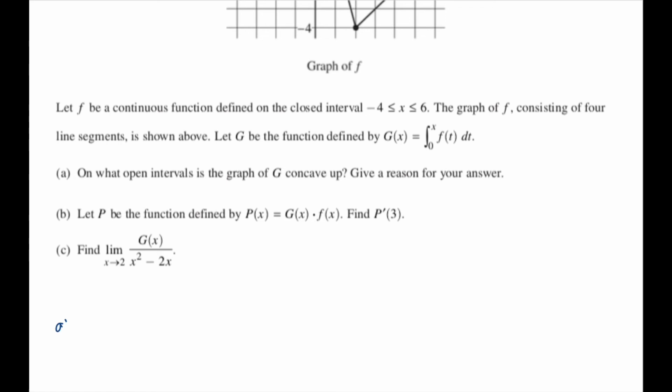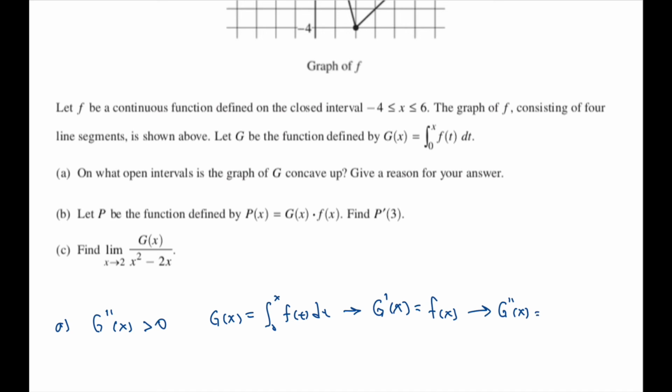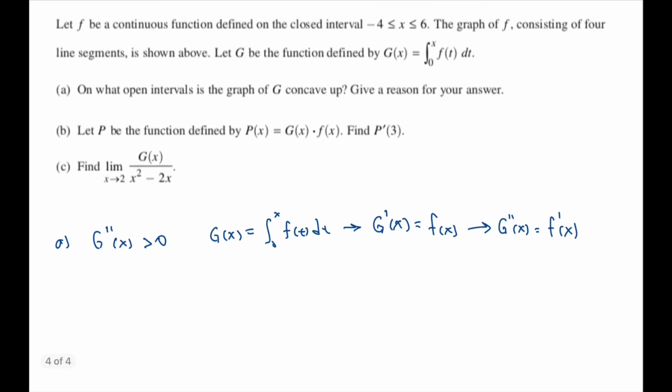So what I'm thinking for A, g is concave up when the second derivative is greater than 0. So we need to find the second derivative. We know that g of x is the integral from 0 to x of f of t dt. So the first derivative, g prime of x, applying the fundamental theorem of calculus part 1, is f of x. There's the first derivative. Our second derivative, g double prime, the derivative of the derivative, means we're looking for f prime of x. So for concave up, we need f prime of x to be greater than 0.